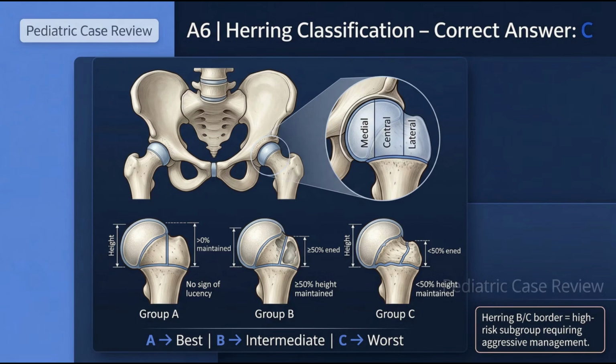Group B means the lateral pillar retains 50% or more of its original height with some lucency, representing intermediate risk. Group C means less than 50% of lateral pillar height is retained and carries the worst prognosis. The Group B/C border is a high-risk subgroup requiring aggressive management. This classification directly determines whether conservative or surgical containment is indicated.